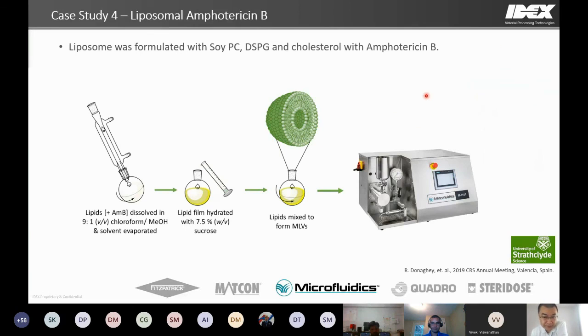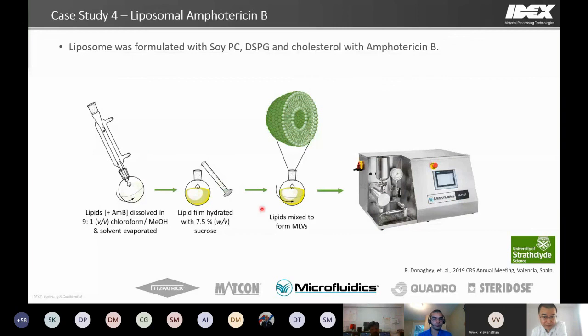The AmBisome formulation includes high transition temperature lipids, which means the preparation, including the hydration and the entire processing, should be carried out at a temperature at least a few degrees higher than the highest phase transition temperature. So this is important for processing liposomes.